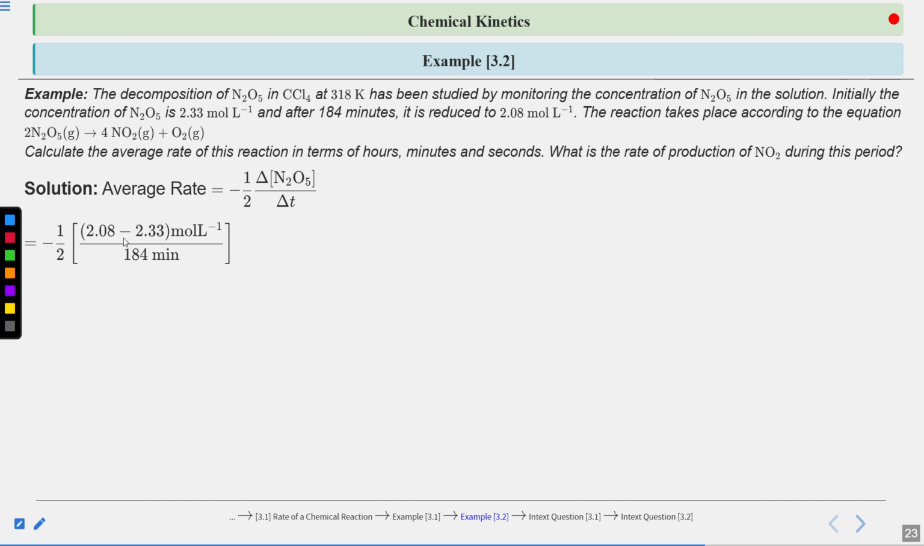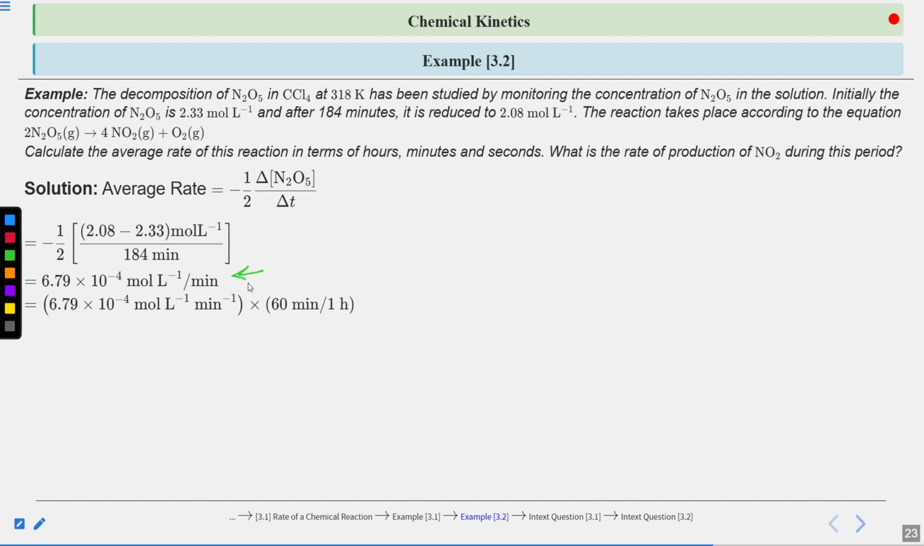Simply you have to put the various values given in this formula. So minus half multiplied by change in concentration. The initial concentration was 2.33, right? After 184 minutes, it is reduced to 2.08. When you subtract these two and divide by the time taken for this change in concentration, and solve this fraction, it will be 6.79 times 10 to the power minus 4 mole per liter per minute. Okay, so this is the average rate.